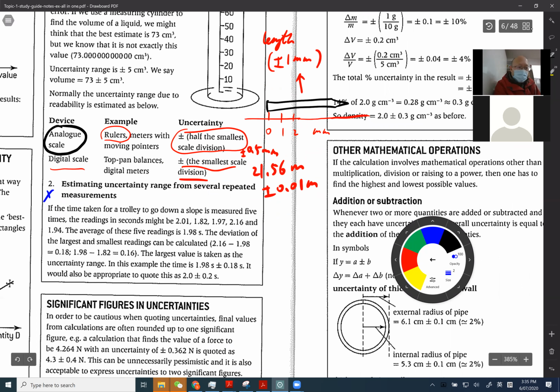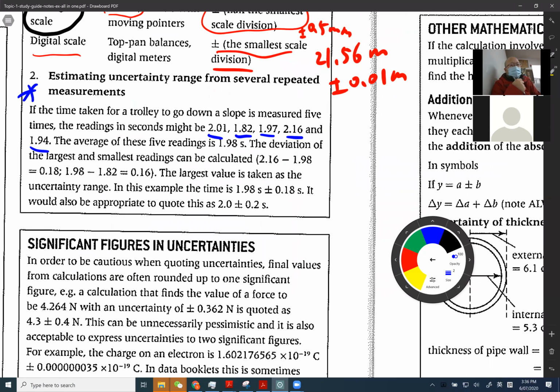Again, very, very important. If you measure several times, we use the average, right? For example, they give you several readings here. This is about time taken. This guy probably used a digital one. Each reading is plus minus 0.01, okay? But in this case, you measure 5 times and find the average. The answer is not plus minus 0.01. We don't use this rule now. We use the other rule.